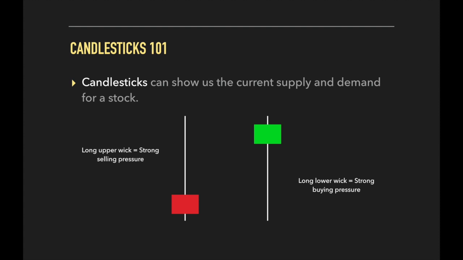With a green candlestick like the one we see on the right, there's clearly a very long lower wick, and that tells us that down at those prices, there's a lot of demand for the stock and a lot of buying pressure. And many times we can use this information to actually form entries and exits on our trades.